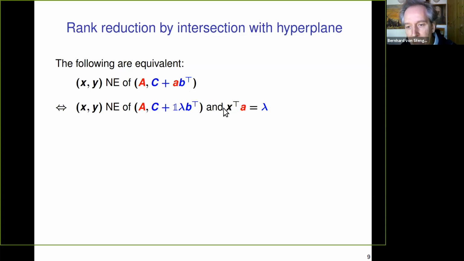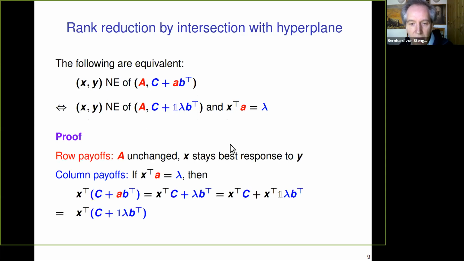And the A appears now on the right-hand side, which says that the A vector here that I used here times the probability distribution x is equal to lambda. So this is a claim that says I can write x y, if it's an equilibrium, as an equilibrium of this parameterized game, and this hyperplane condition, x times A is equal to lambda. And that's a thing worth proving because it's very short.